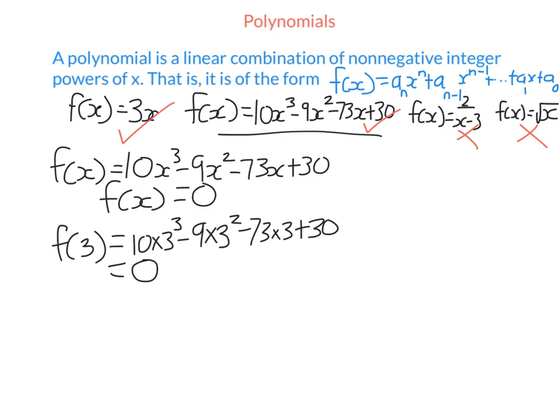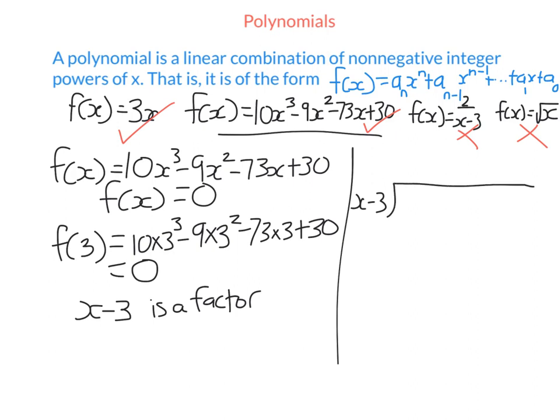Now, the factor and remainder theorems say that if f of 3 is equal to 0, x minus that number, x minus 3, is a factor. So what I'm going to do is use polynomial long division, x minus 3 into this polynomial. This is how we do polynomial long division, dividing one polynomial by another. So we go leading term into leading term. 10x cubed divided by x gives me 10x squared.